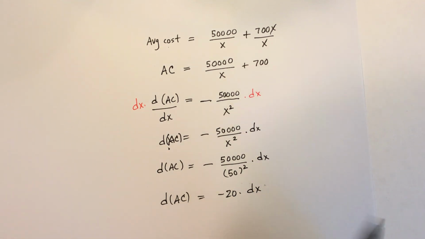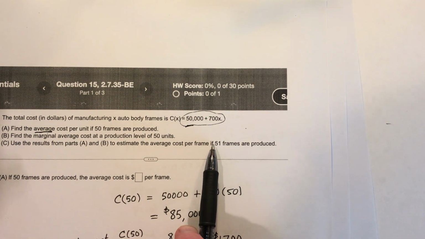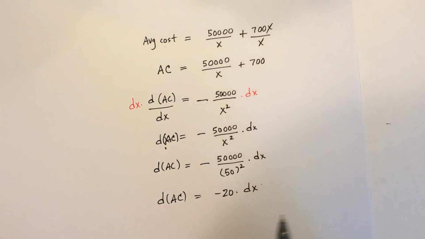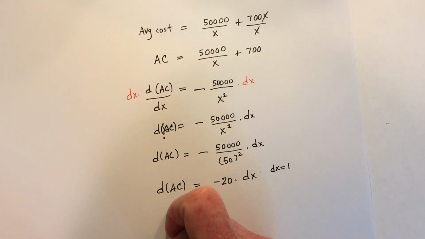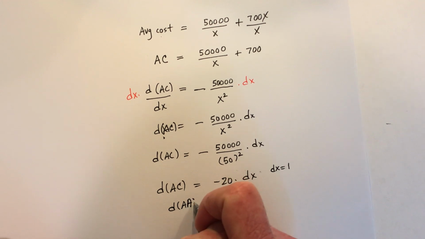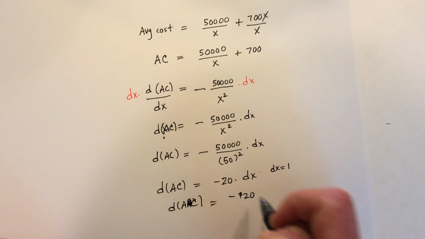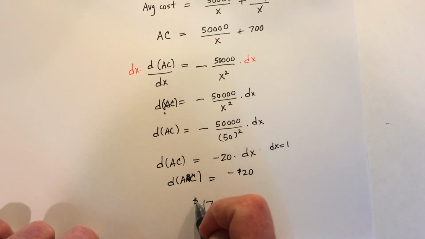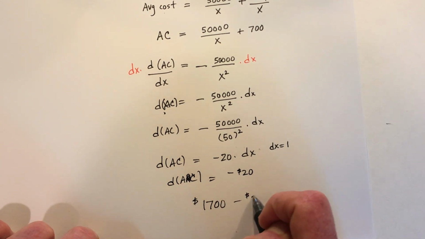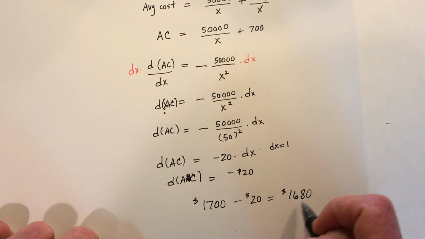And then the last part says, so estimate the average cost for 51 frames. So basically it's saying if it went from 50 to 51, that means use dx equals 1. And so that means the difference of the average cost is negative $20. And so like I was just saying, if you at first had an average cost of $1,700 and then you're saving $20, then you've brought the average cost down to $1,680.